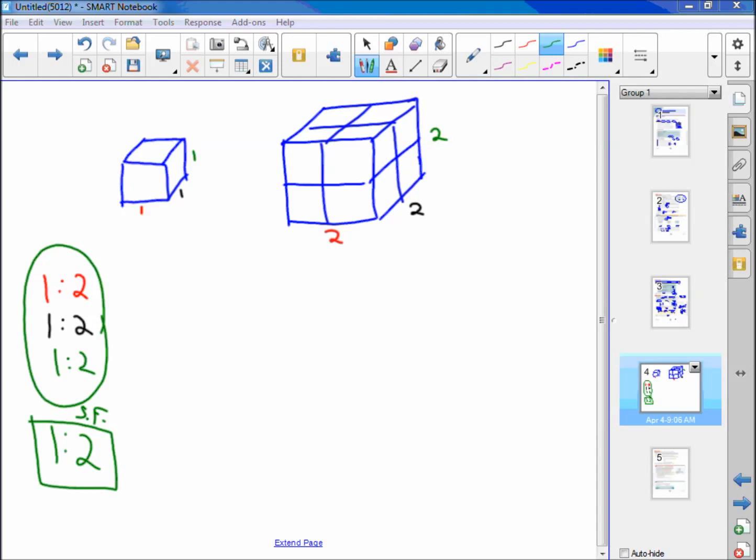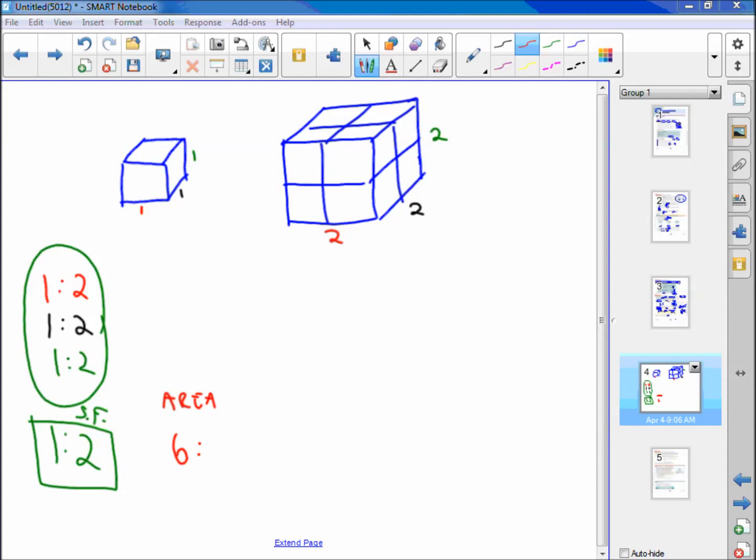Okay. Now, we can also write a ratio for their areas. If you have the surface area of the smaller cube, there are 6 sides, and they all have an area of 1. So 6 times 1 will give us 6 for our surface area. So this is the scale factor for area. Okay, so what ratio are they in?